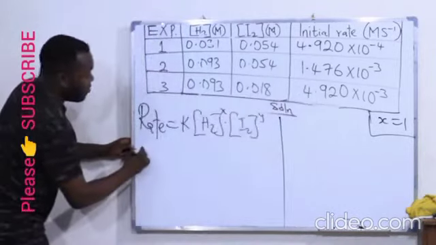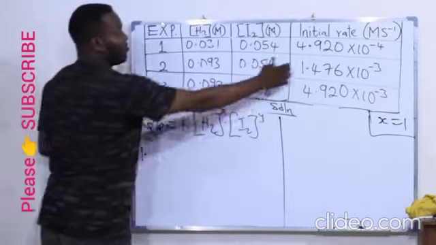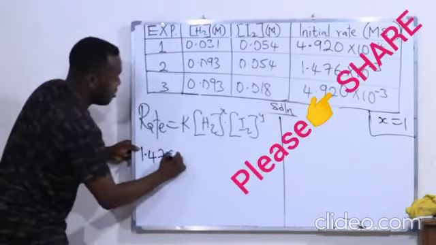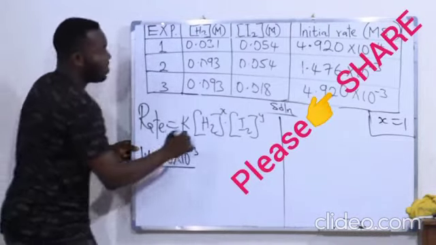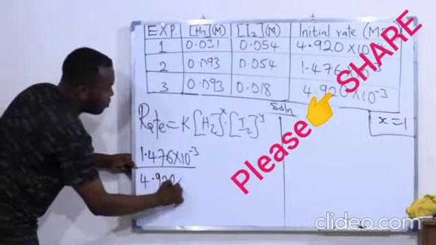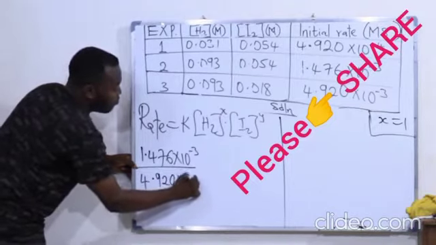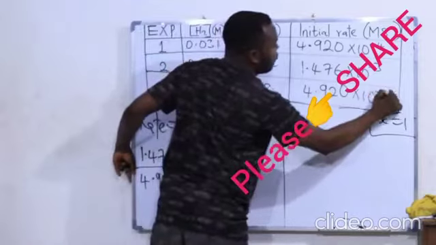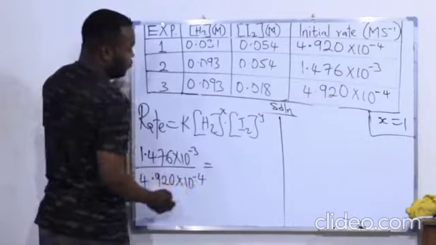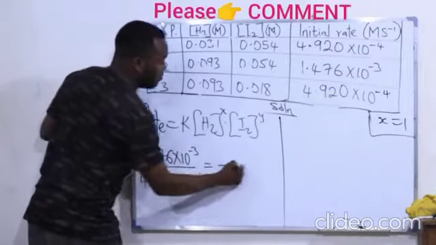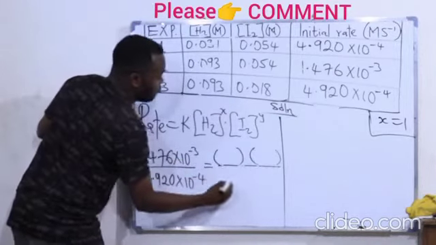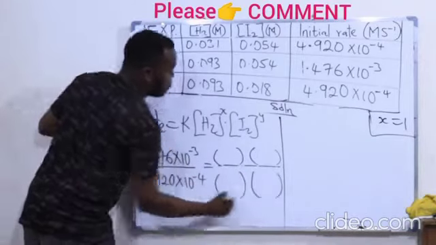This over this. That means my first rate, which is 1.476 times 10 raised to the power minus 3, divided by the third rate here, 4.920 times 10 raised to the power minus 4, is equal to the rate constant multiplied by the concentrations. The rate constant will cancel out, so no need showing it here. I have my two concentrations, hydrogen concentration and iodine concentration.